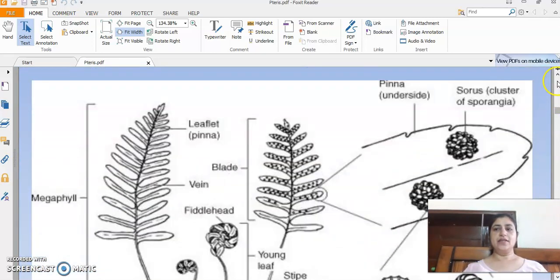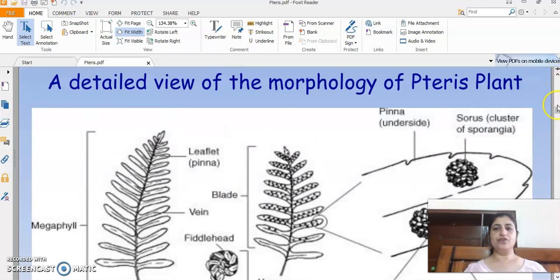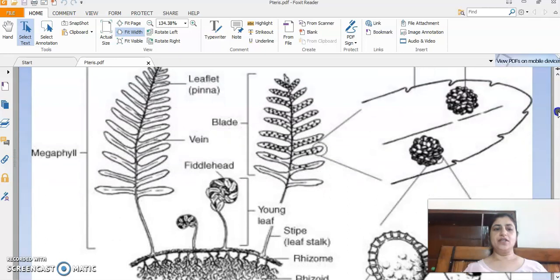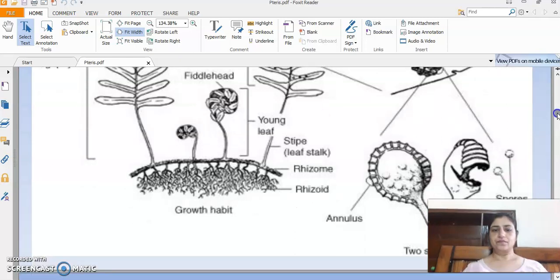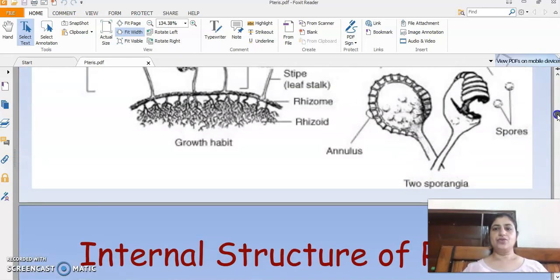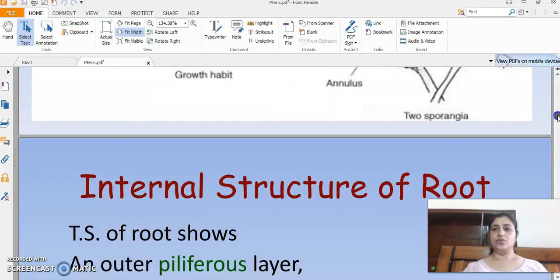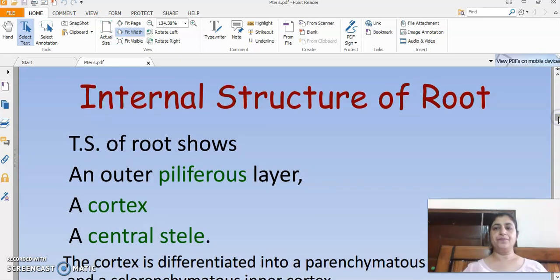So this is a detailed view of the morphology of the Pteris plant. Here you can see what we have talked about: the root, the rhizome, the pinna, the leaf, which is a megaphyll, right? It is large in size, and it is a compound leaf with pinnae. On the ventral surface, you will find that the leaves are fertile. That means they are bearing sori here. Okay. So the sori, as you know, will bear sporangia, and ultimately there will be a source of spores, right? So thank you.